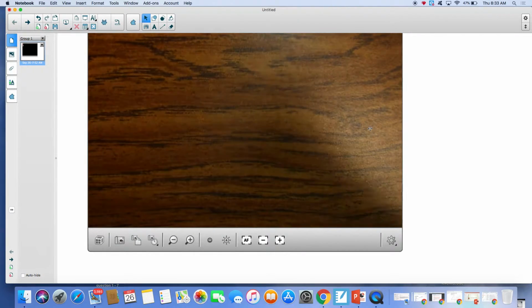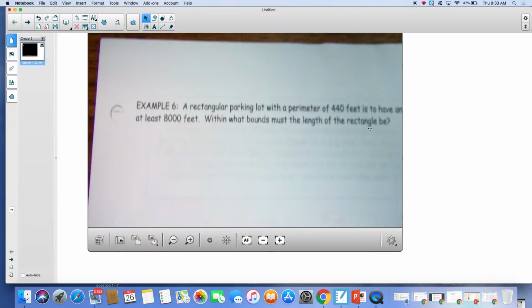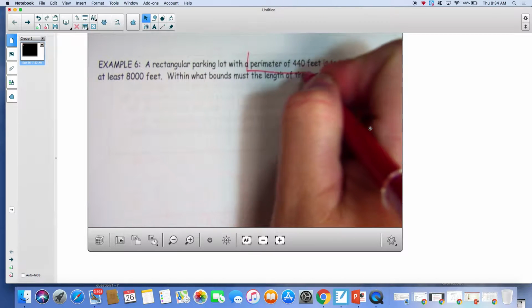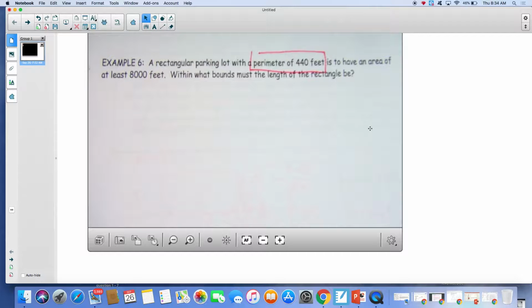One more fun one. A rectangular parking lot with a perimeter of 440 feet is to have an area of at least 8,000 feet. Within what bounds must the length of the rectangle be? So we know what? Its perimeter has to be 440.